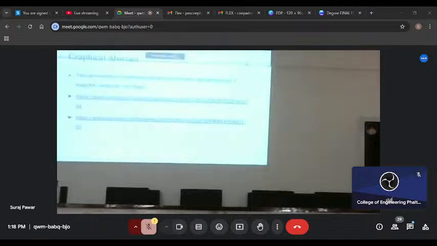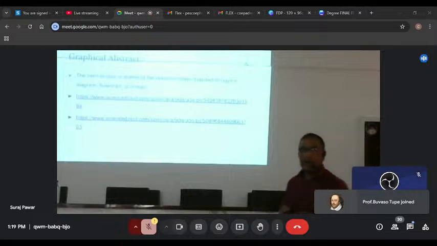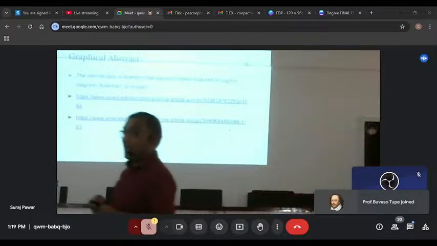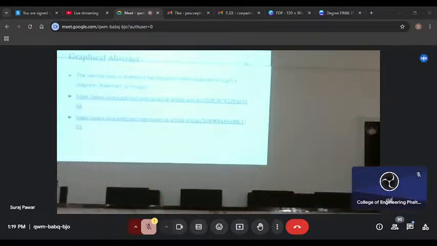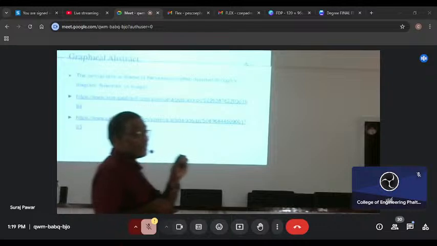Next is the graphical abstract. Some of the journals are asking to submit a graphical abstract, so suppose your study is related to an experiment, you have to put the image of that particular experiment and some of the distinct results.